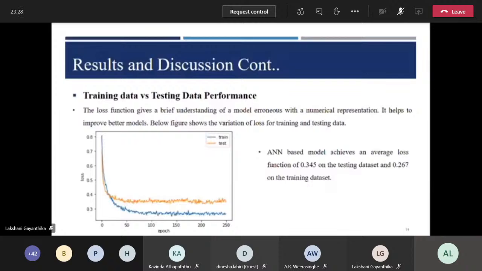Neural network training is the process of fine-tuning the weights and biases from the input data. The optimization process updates the weight parameters to minimize the loss function and calculate the model error. The loss function gives a brief understanding of model error with a numerical representation. It helps to improve models. This figure shows the variation of loss for the training and testing datasets. The final neural network model achieved an average loss of 0.345 on the training dataset and 0.267 on the testing dataset.